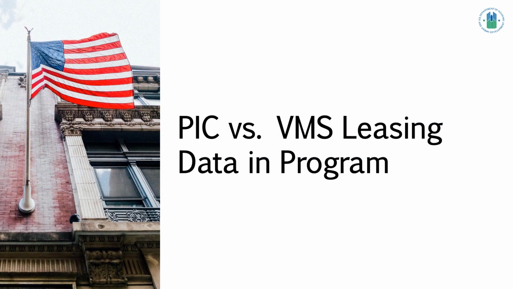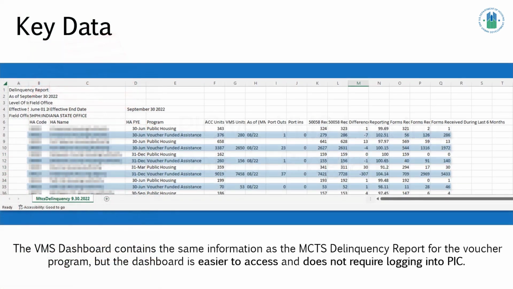Next, let's take a look at the PIC vs. VMS leasing data in program report in the PIC Error Dashboard. This is the 7th report. A quick note before we begin. PHAs have seen the data on the VMS dashboard previously, as it's the same information on the MTCS delinquency report, which is shown here. The advantage of the VMS dashboard is that it's easier to access and doesn't require logging into PIC. However, it cannot be used for public housing and mod rehab programs.